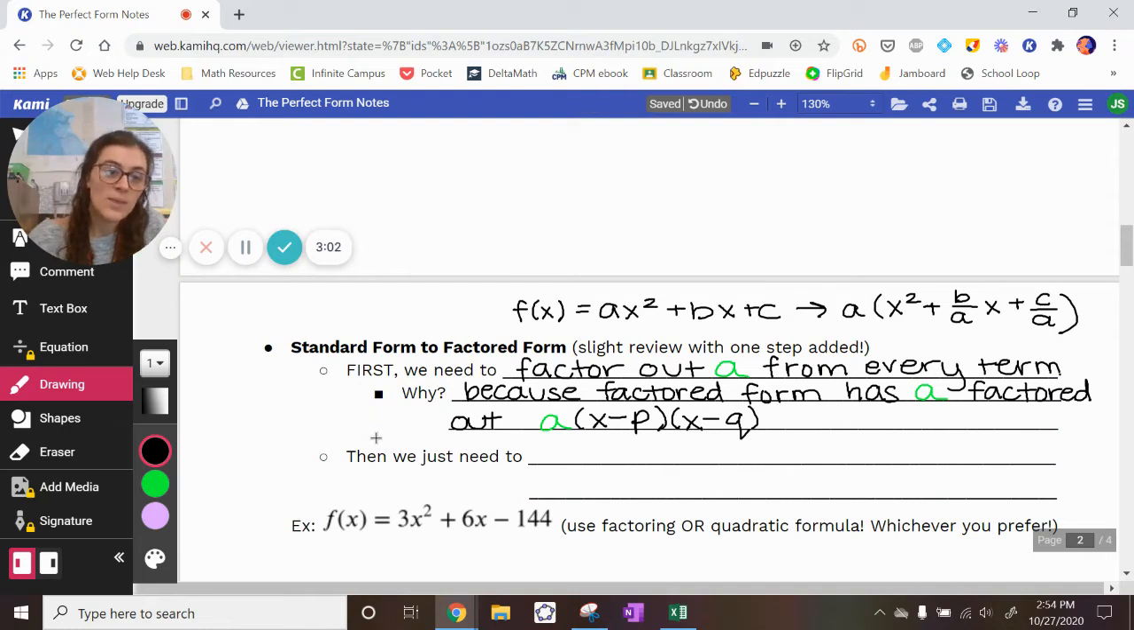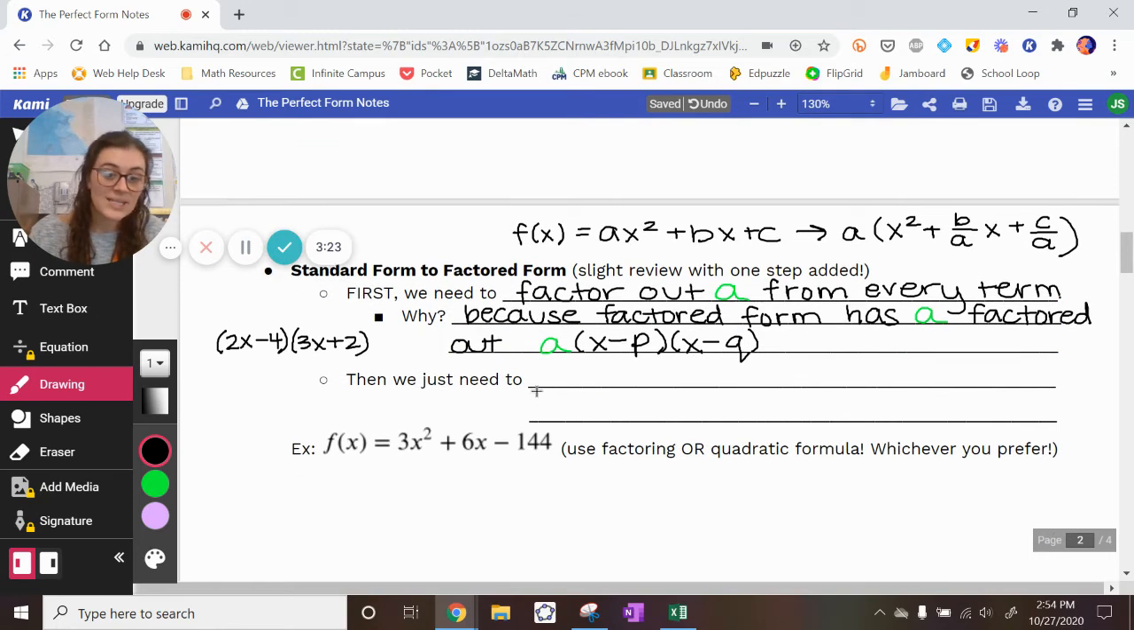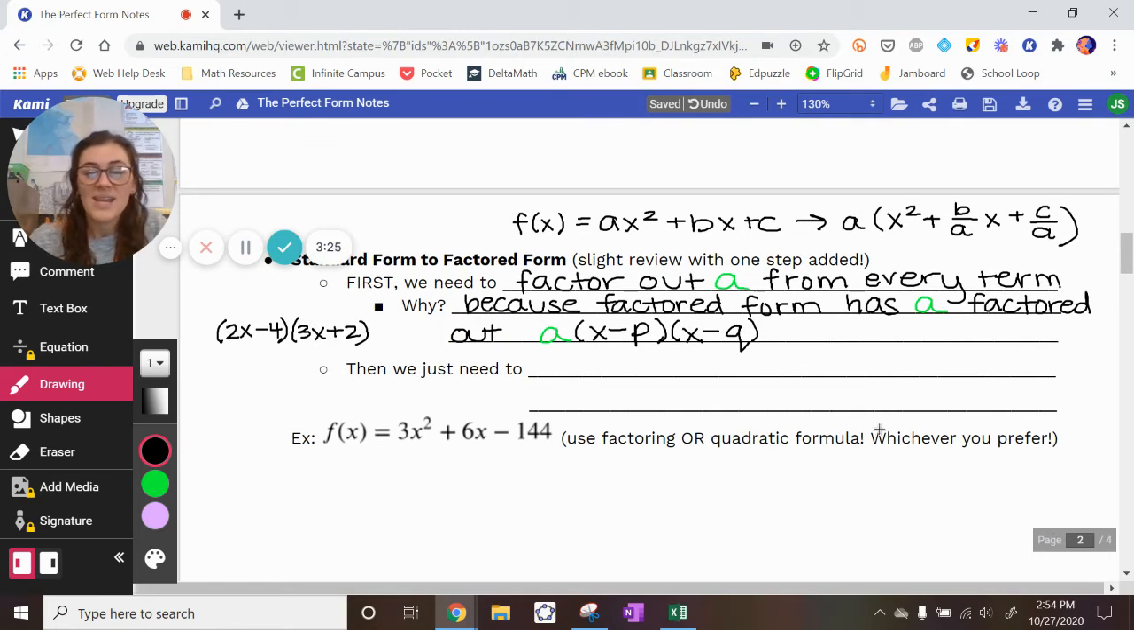Whereas when we were doing the box and diamond method in past classes, sometimes we might have like 2x minus 4 times 3x plus 2. But we can't have that 3 and that 2 in front. That's not in factored form. So the very first step we have to do is make sure that a is taken out of everything. That's the only thing that's different. That's our first step. Then everything else inside of the parentheses we'll deal with like we normally do.